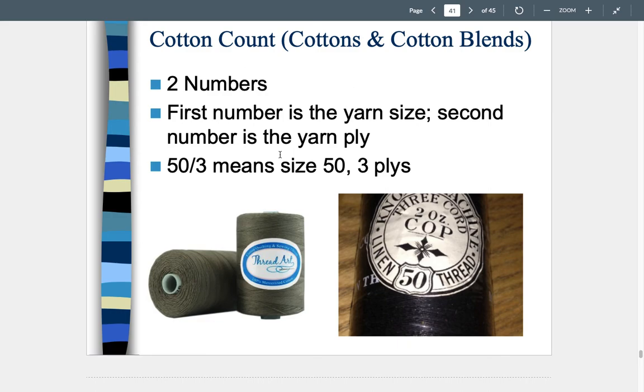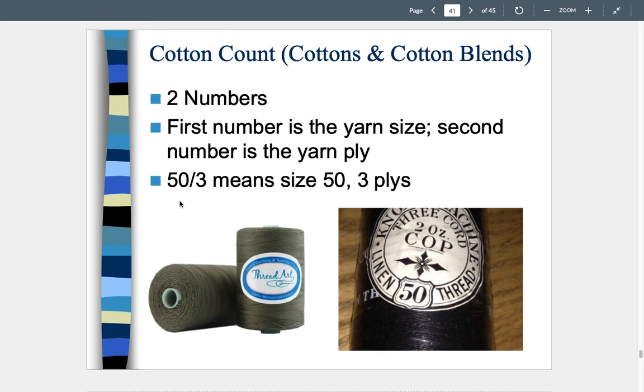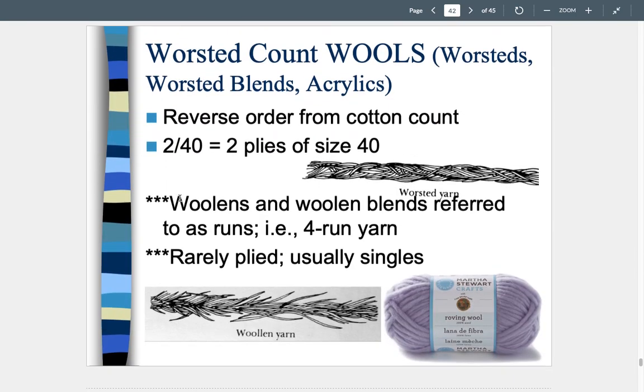You would see this if you were to look at a spool of cotton thread or cotton yarn. You don't typically see it. You may see it on a ball of yarn that's made out of cotton at the fabric store when you're going to knit. So if you see this number, dashed number, and it's a cotton, that means it's a cotton count, which means you could have a 1-3, meaning the 1 is going to be a huge, really thick yarn made out of cotton or a cotton blend, and it's 3 plies. Okay? I know, confusing.